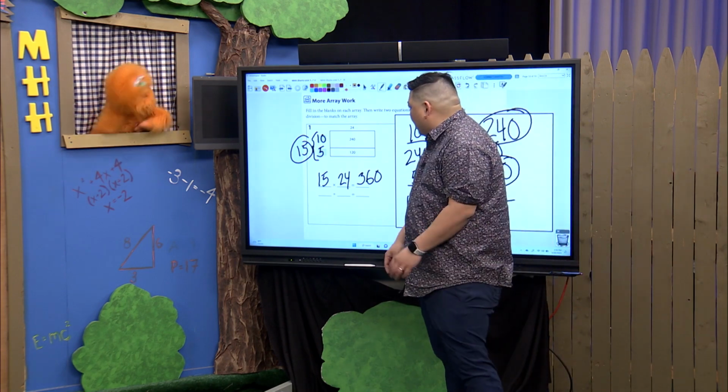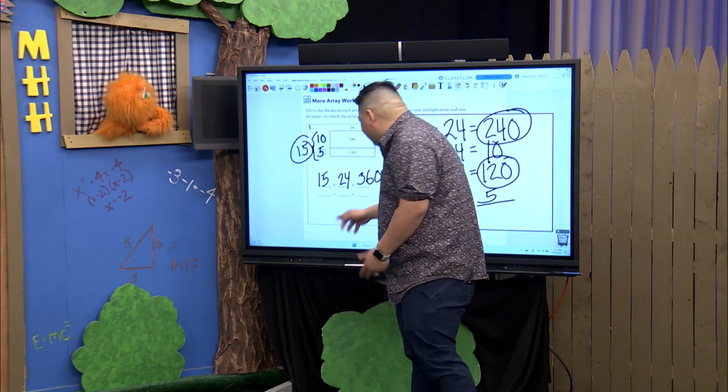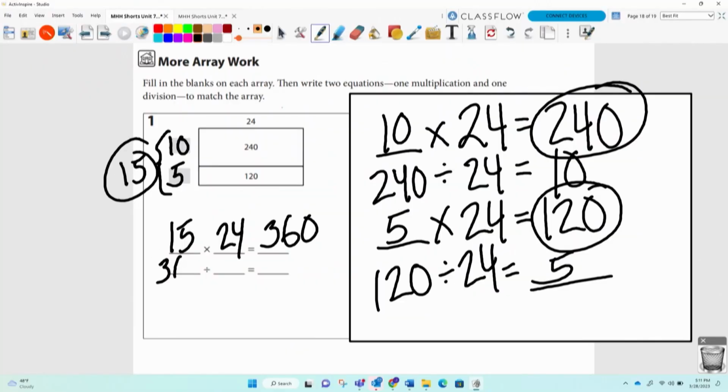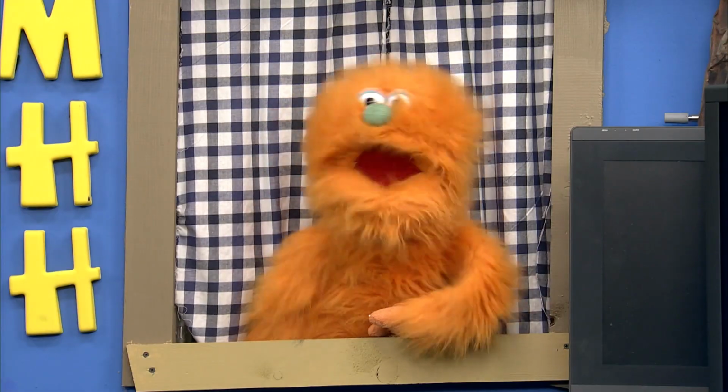We're not done yet, people. If we were to show this as a division problem, we would start with our total, which is 360, and we divide that by, let's go 24 again. And that would give us a quotient of 15. Oh, I like how you used the word quotient. What do you think about that? I love it. That sounds very fancy.